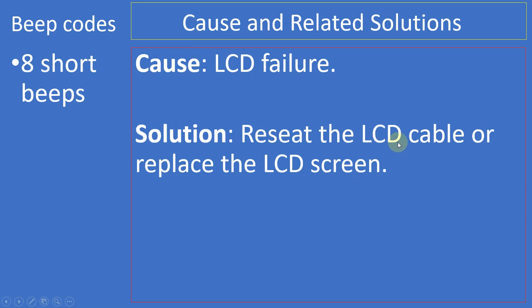To reset the LCD cable means that you remove the LCD cable from the motherboard and from the screen connector, and then you insert the LCD cable into the screen and the motherboard properly, or replace the LCD screen. So it means that you can replace or buy a new LCD screen.